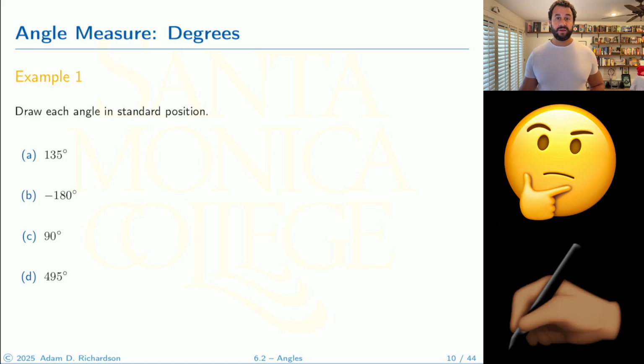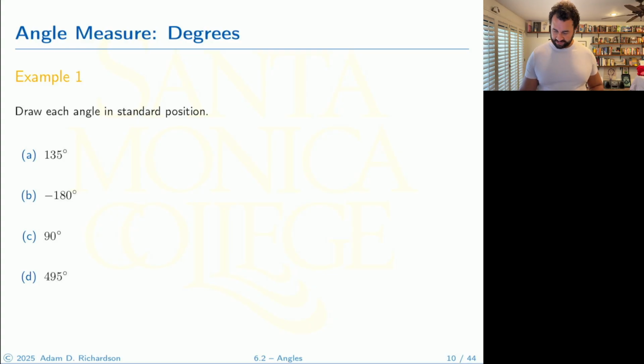Right. Now try to draw them. Just a quick sketch, doesn't have to be precise. The idea is that you just kind of want to recognize where these angles would lie on the XY plane. All right, now let's take a look at them together.